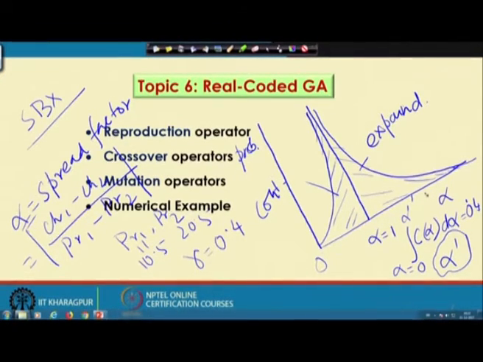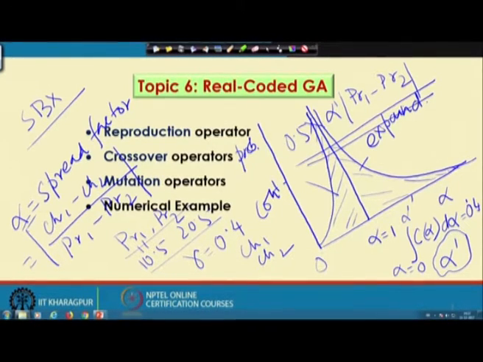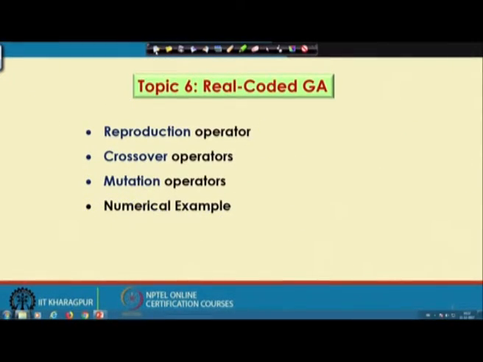Now, using that I can find out your child 1 and child 2. To determine child 1 and child 2, we consider the average of the parent properties, and then we find the difference of the parents, the mod value of Pr1 minus Pr2, multiplied by alpha prime multiplied by 0.5. So, this 50% we add to one child and the 50% we subtract from the other to get another child. So, this is the way we can implement the SBX.